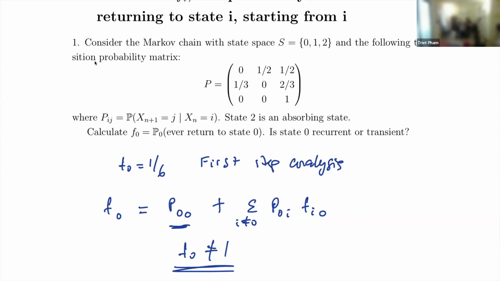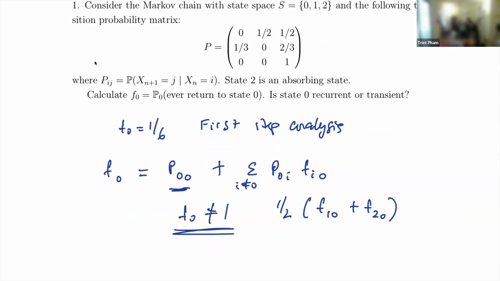Any question about this? Okay, so now let's plug in. We can go from 0 to 1 or 0 to 2. So that's 1/2 times F10 plus F20. Now, if you're at 1, what happens? If you're at 1, then you can go back to 0 with probability 1/3. But if you go to 2, then you're stuck.